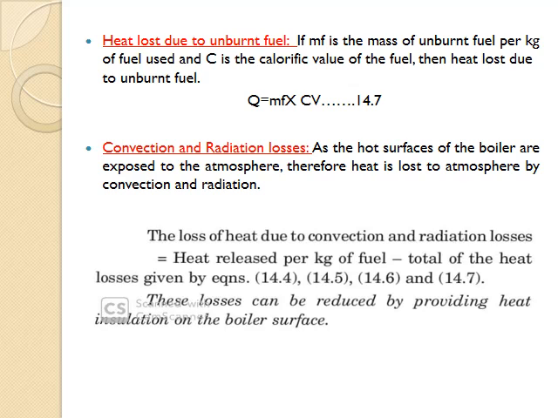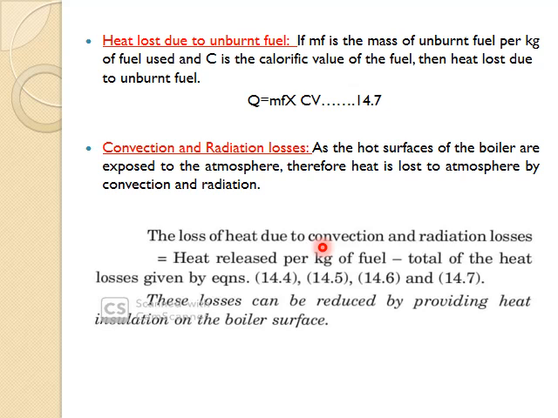Then heat lost due to unburnt fuel. If Mf is the mass of unburnt fuel per kg of fuel used and C is the calorific value of the fuel, then the heat lost due to unburnt fuel is calculated by this formula. Then finally, convection and radiation losses. As the hot surfaces of the boiler are exposed to the atmosphere, there will always be a heat loss to the atmosphere by convection and radiation. This can be calculated by the following formula.